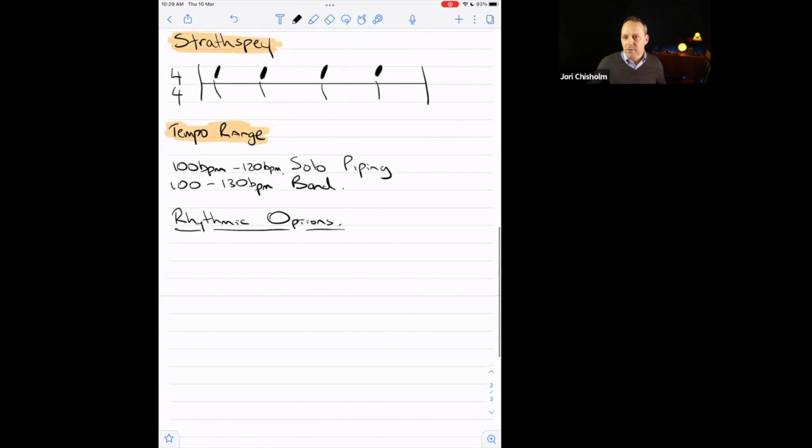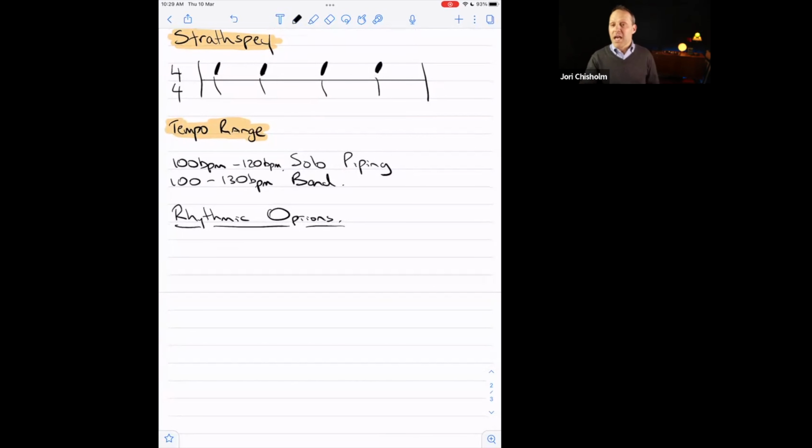So what's interesting about Strathspeys as compared to marches is that we have no even pairs of eighth notes in a Strathspey pipe tune. Your pairs of notes are either going to be dot cut with the long note first, or it's going to be cut dot with the short note coming first.